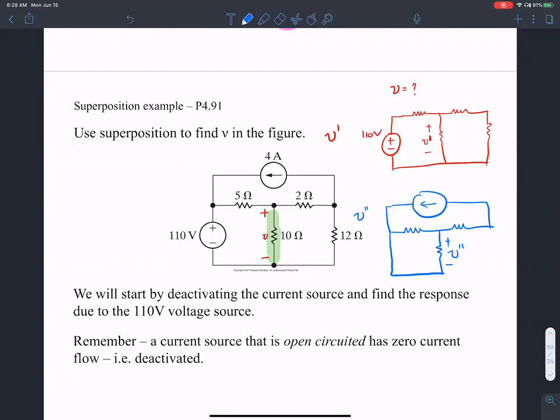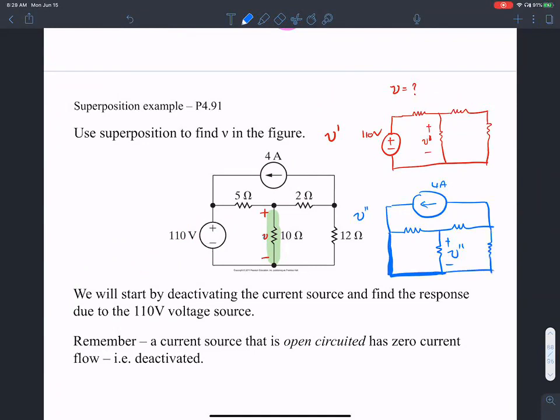So look at this, I'm going to replace this with a short, just like I replaced this current source with an open circuit. Remember, I open circuited these terminals to deactivate the current source. So when I'm calculating the effect of the voltage source, I deactivated the current source. Now I want to calculate the effect of the current source, the 4 ampere source. So I'm going to deactivate a voltage source. To deactivate a voltage source, I replace it with a short.